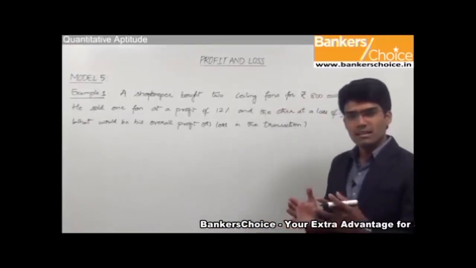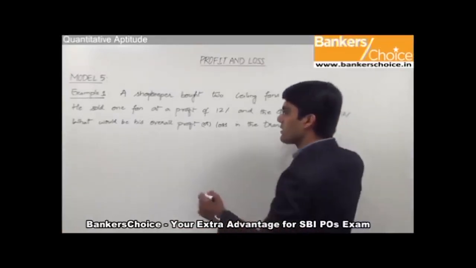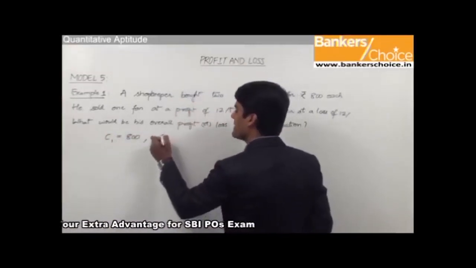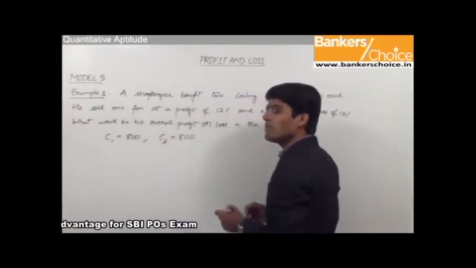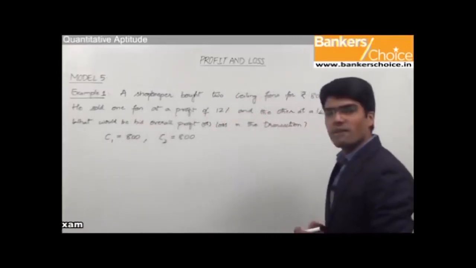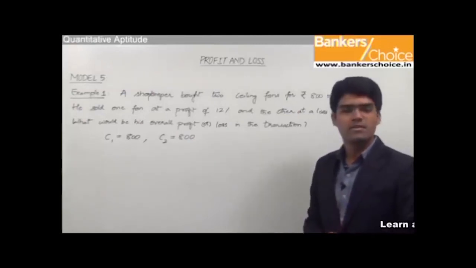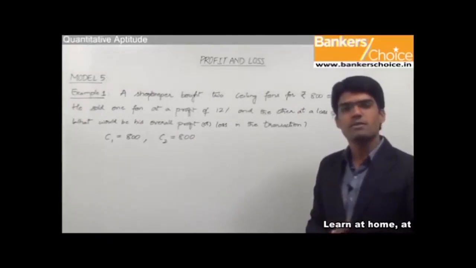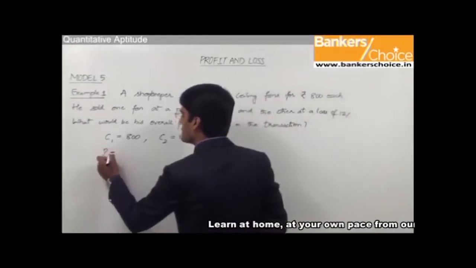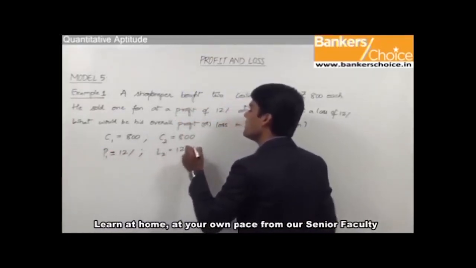We understand that the price which you pay to buy some article is the cost price of the article. So very clearly, the cost price of the two fans is rupees 800 each. So the cost price of the first fan is 800 and for the second fan is also 800. The next point here is he sold one fan at a profit of 12% and the other at a loss of 12%. So let us assume that the first fan was sold at a profit of 12% and the second fan was sold at a loss of 12%. So the profit on the first fan, let us take it as P1, is equal to 12%. And the loss on the second fan, let us take it as L2, is also 12%.